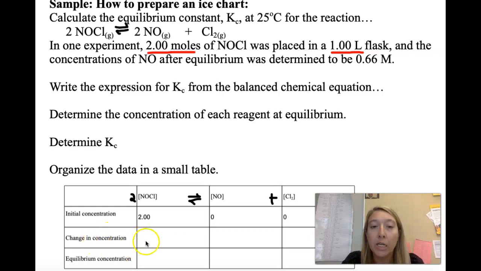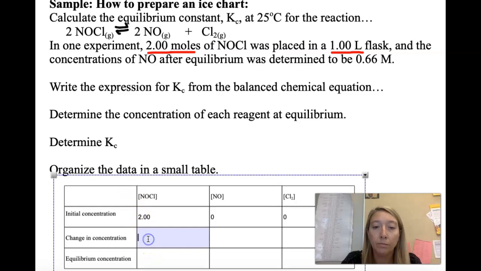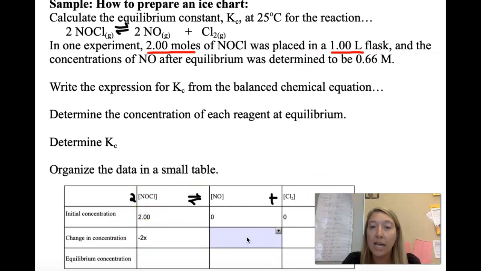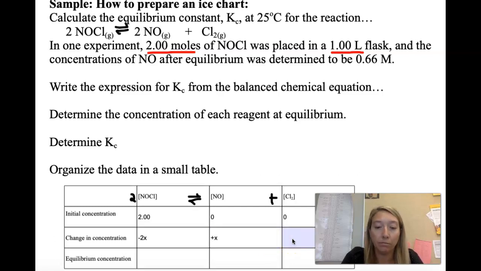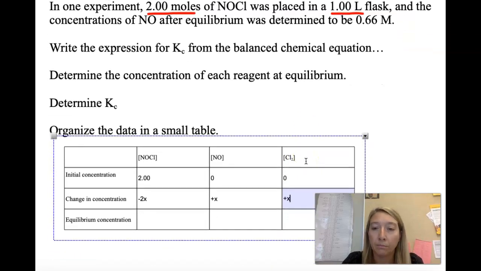So when we go to assign the change in concentration for the NOCl, because we balanced it with a 2, this is going to be negative 2x. Negative because it's the reactant in this case, and we are shifting away from it. The NO and the Cl2 are both just going to be plus x. So how do we get the equilibrium concentration? It's the sum of the initial and the change.